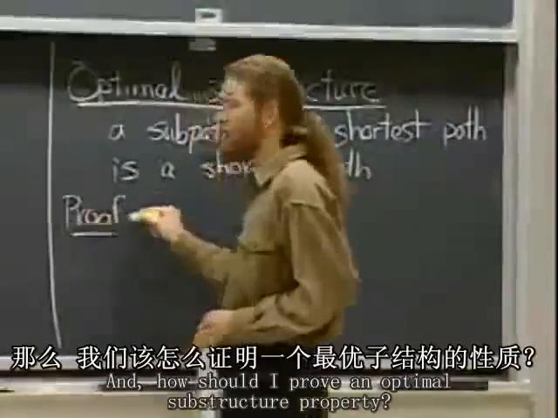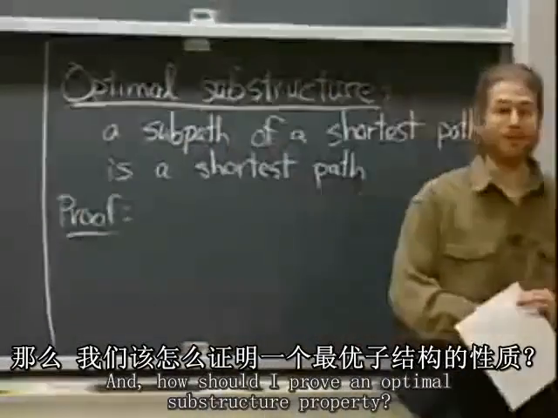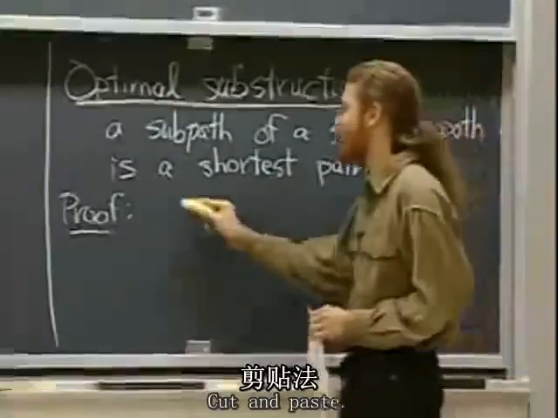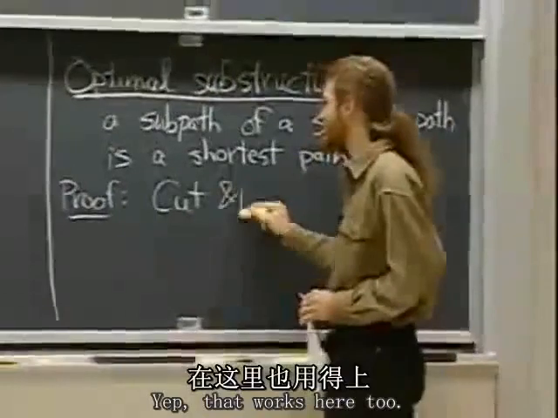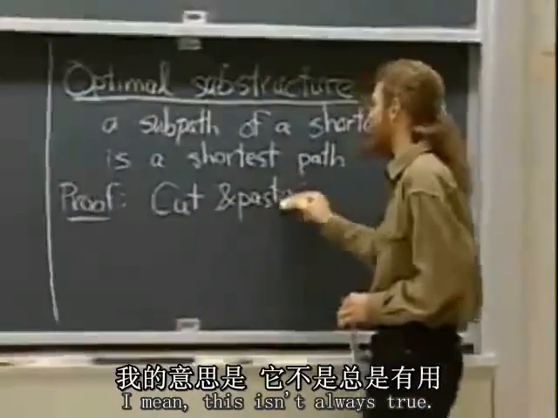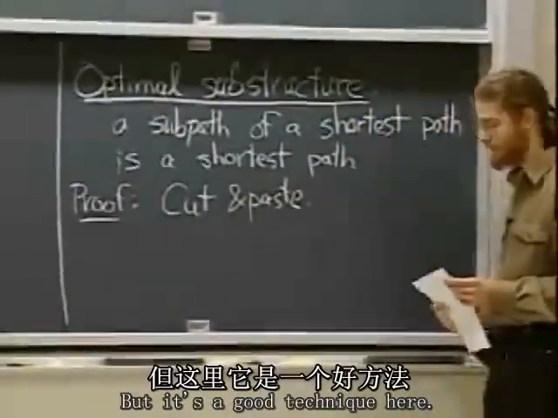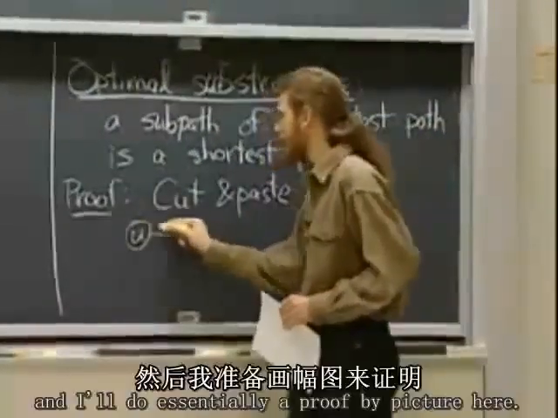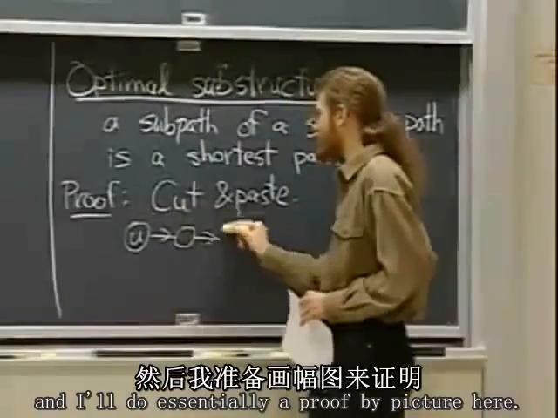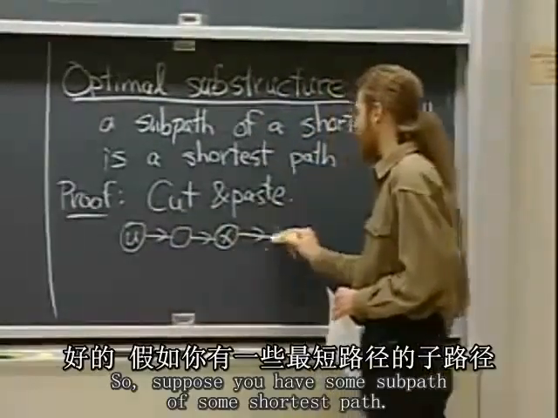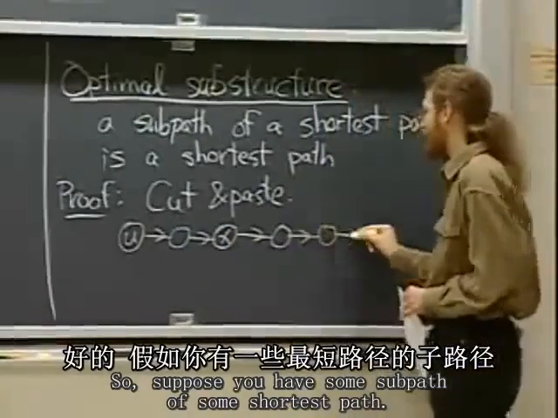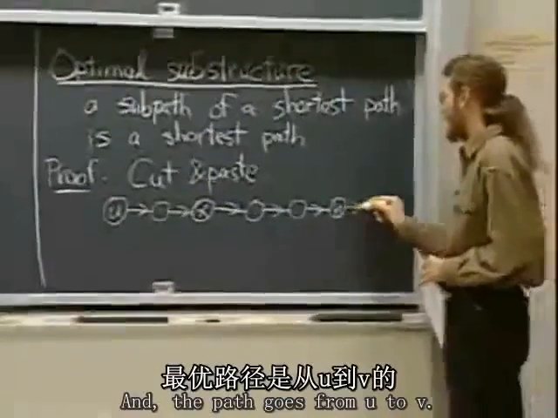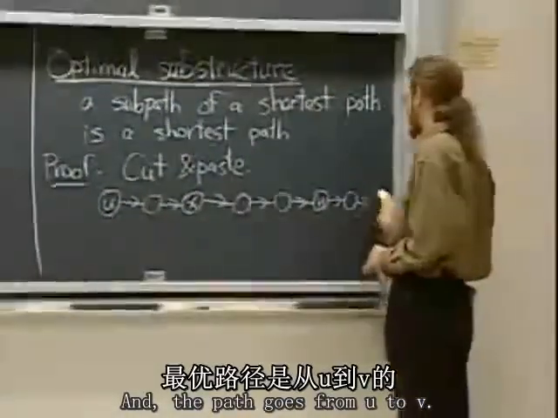And how should I prove an optimal substructure property? Cut and paste. Yep, that works here too. I mean, this isn't always true, but it's a good technique here. So I'll do essentially a proof by picture here. Suppose you have some subpath of some shortest path. Let's say the subpath is x to y, and the path goes from u to v.